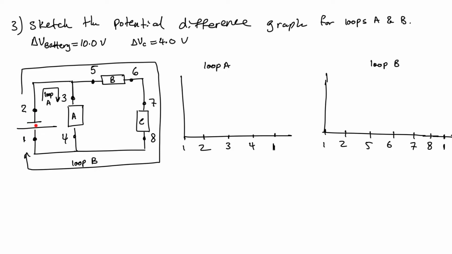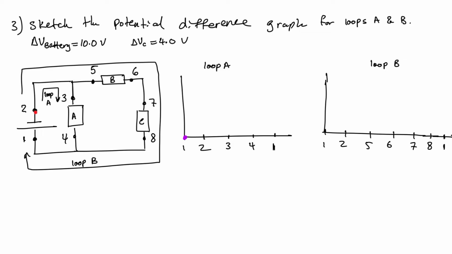So they gain this much energy, and they're going to lose the same amount of energy. So for loop A, a group of electrons that comes here, basically at point 1, that's going to be our reference point. We're going to say that they have 0 energy there.